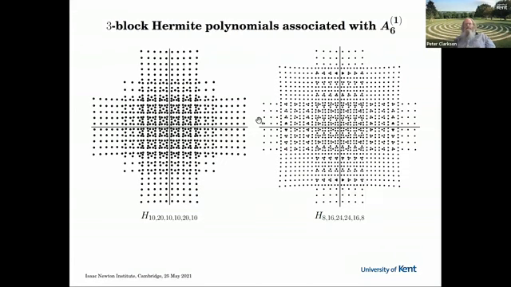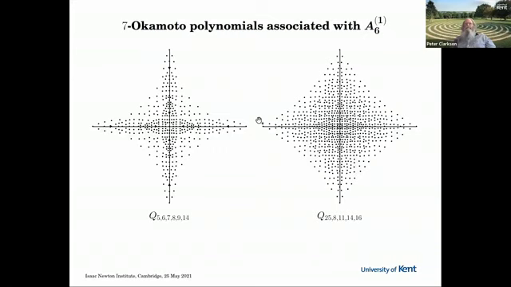And those are some 3 block Hermite polynomials. Again, it's just like having 3 sets of the generalized Hermite put together. And there's some 7 Okamoto polynomials associated with A6.